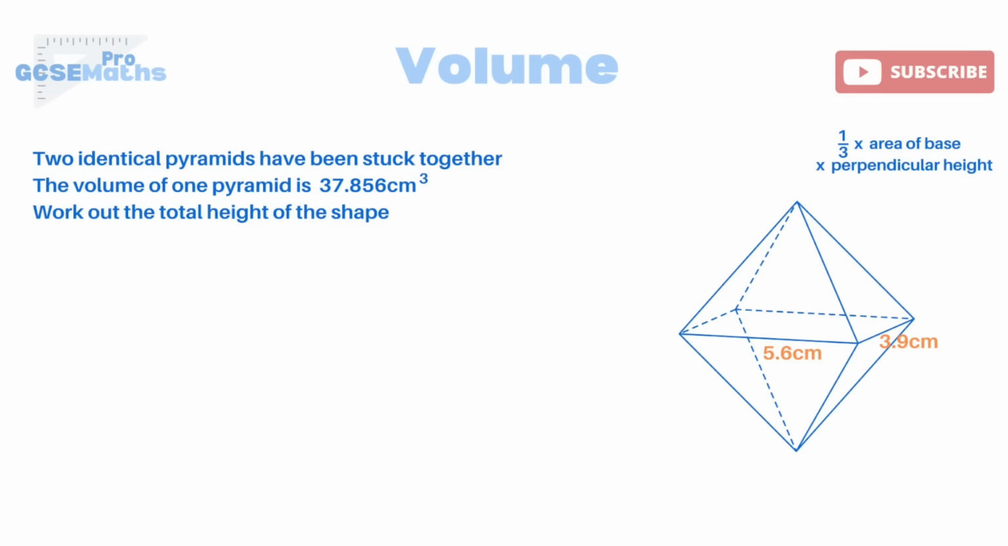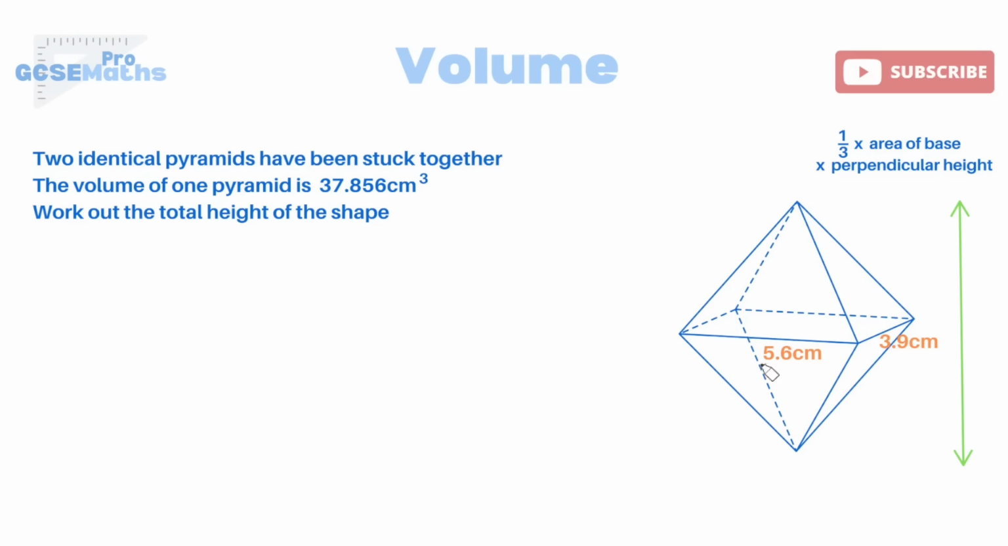Okay, our last question. Here we've got 2 identical pyramids that have been stuck together, as you can see. The volume of one pyramid is 37.856 centimeters cubed. Work out the total height of the shape. So the total height would be this whole thing. That's what we're working out. So the total height of the shape would be effectively 2 lots of the height of the pyramid.